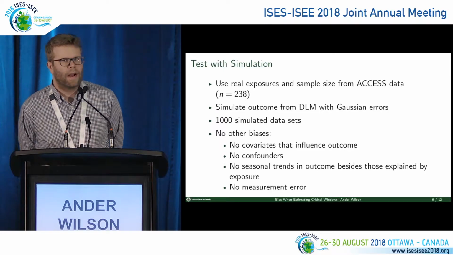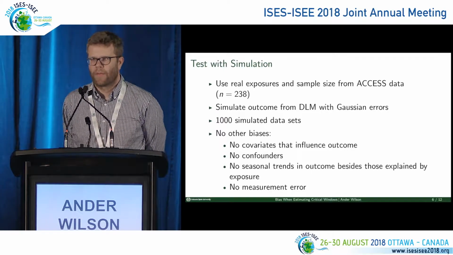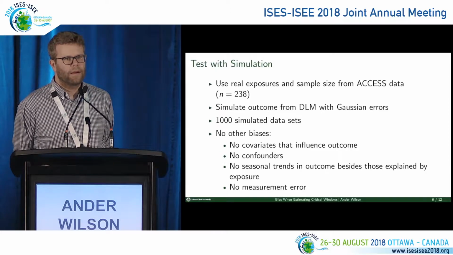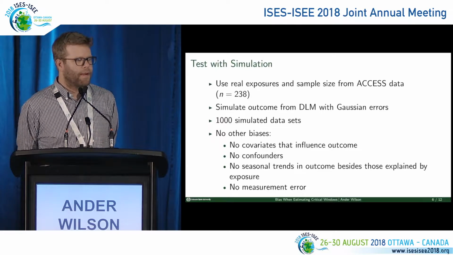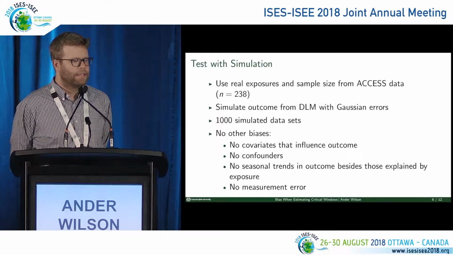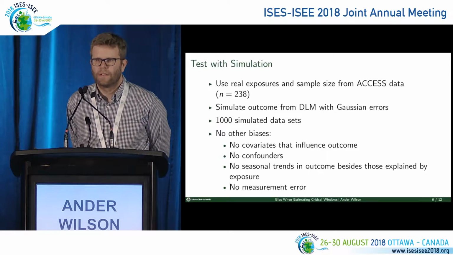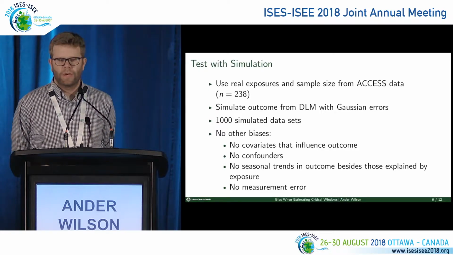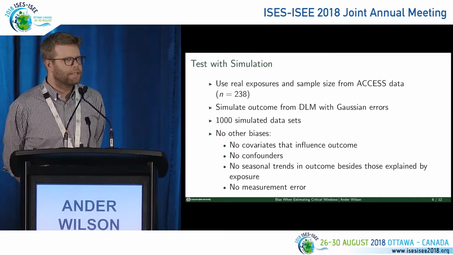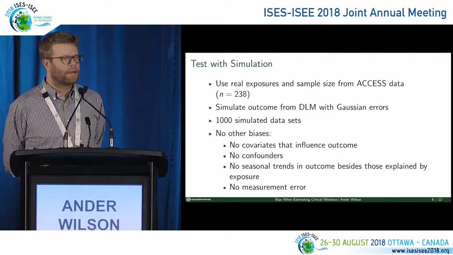And we did this in an environment that was free from other biases. So there are no other covariates that affected the outcome. There are no other confounding variables. There are no seasonal trends in the outcome besides those that are perfectly explained by the exposure. And there's no measurement error. So this is an environment where we should be able to recover our results.